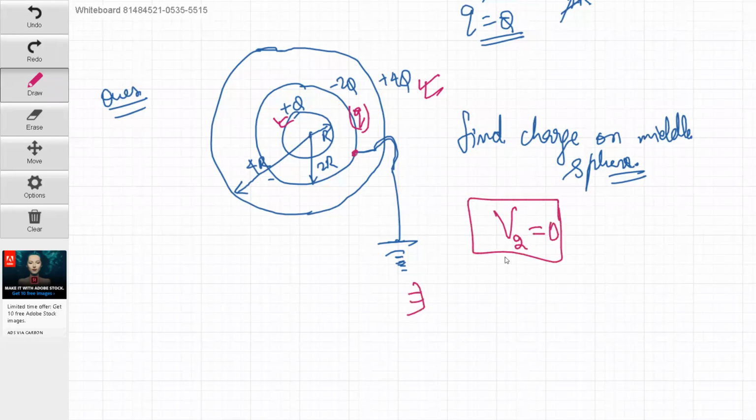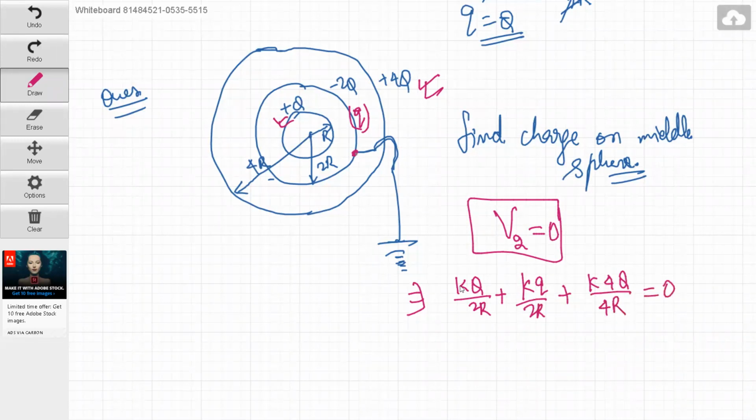So what is the potential of sphere 2? That is due to sphere 1, equal to kq by 2r. That is due to self potential also, kq by 2r. And that is due to the outer sphere also, equal to k into 4q by 4r. That will become equal to 0. So here k and r cancel out, and here 4 cancels out.